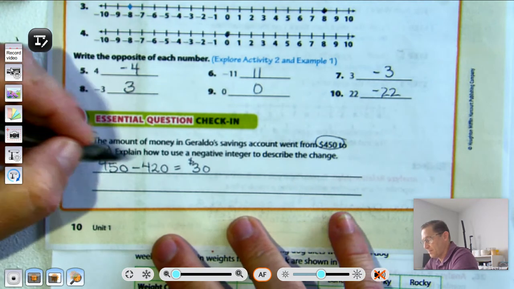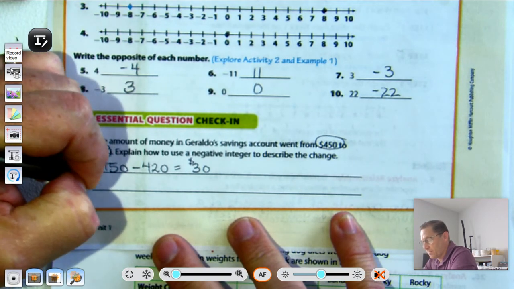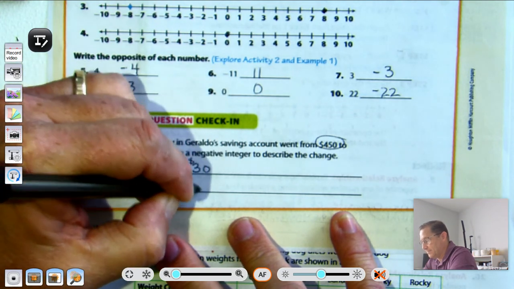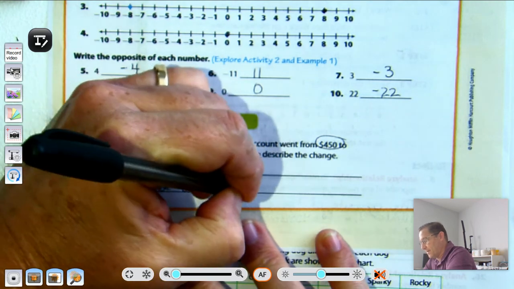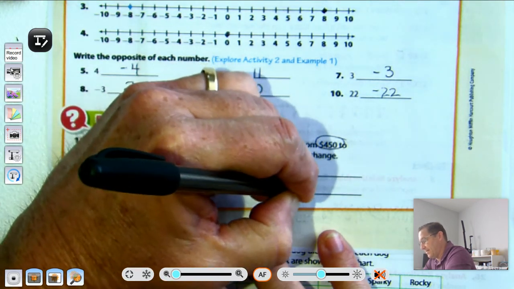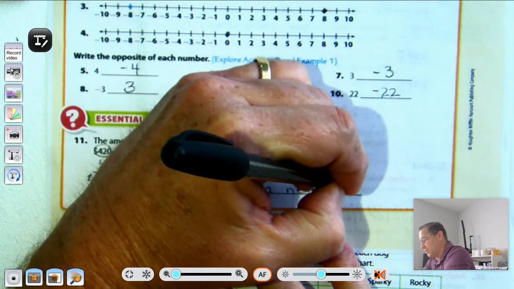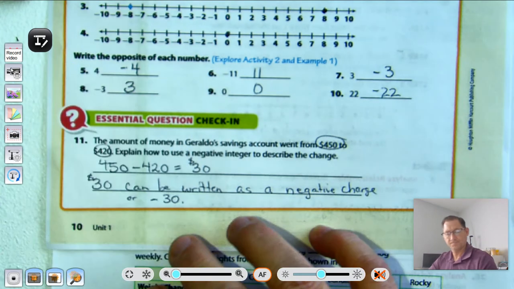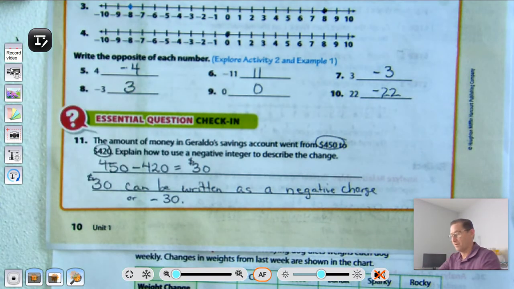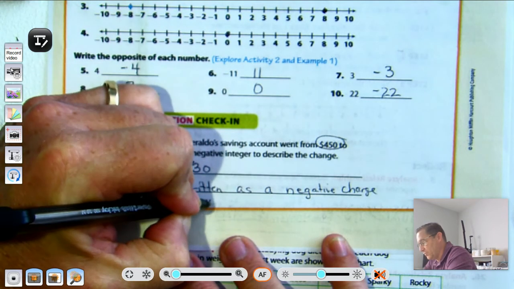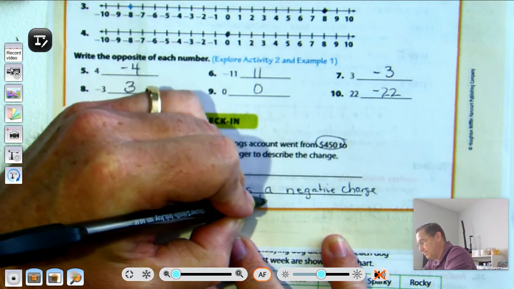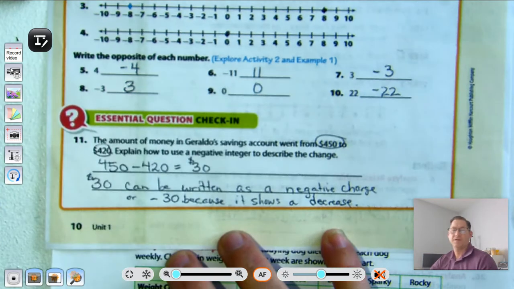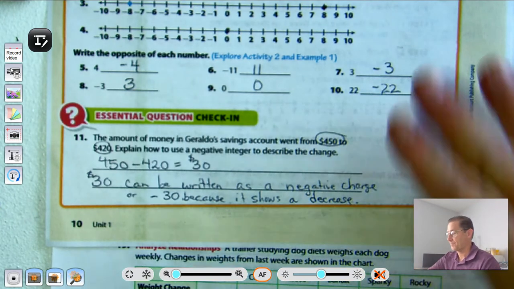So $30 can be written as a negative 30, because it shows a decrease. Okay, so a decrease can be shown with negatives.